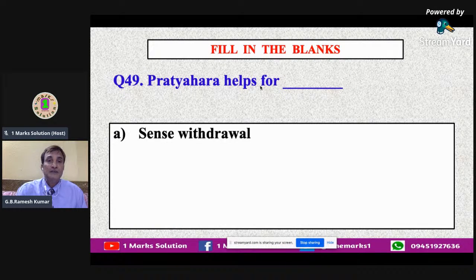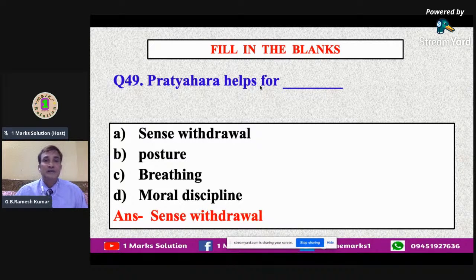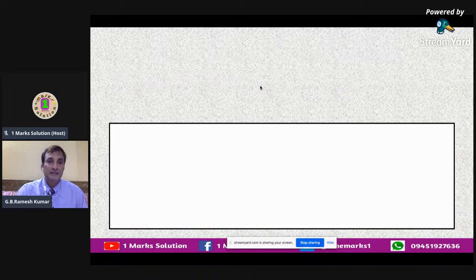Pratyahara helps for sense withdrawal, posture, breathing, and moral discipline. Out of these four options, posture is related to asana, breathing is for pranayama, and moral discipline is yama niyama, and pratyahara is sense withdrawal. It's one of the important things for meditation and all. Pratyahara means you are bringing in all your senses, like you're focusing at one particular point.